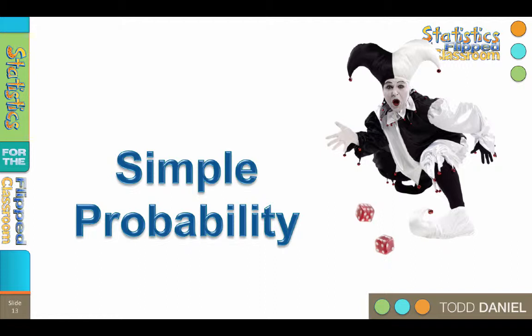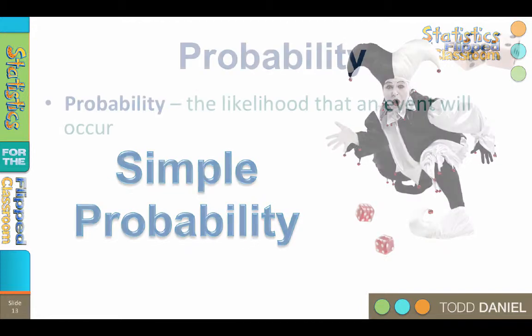In order to understand how the world around us works, we need a way of talking about randomness. So many events in life are outside of our control. We need a way to talk about whether an event is likely to occur or not. The language of randomness is probability.